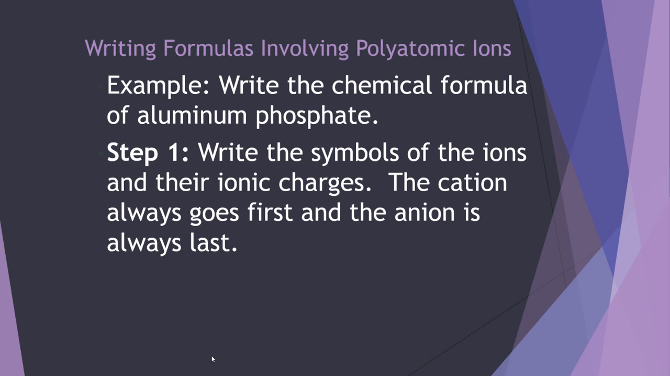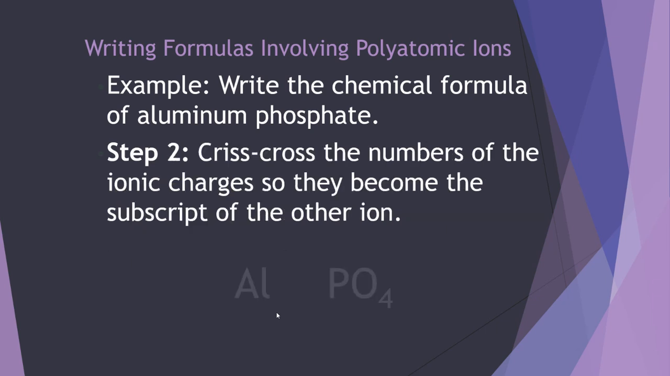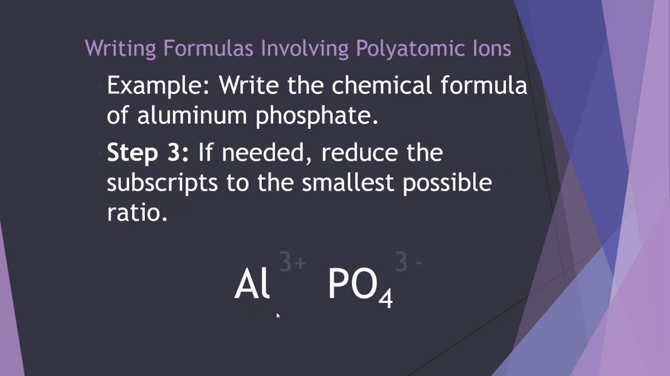So writing formulas involving polyatomic ions. So example, write the chemical formula of aluminum phosphate. So step 1, write the symbols of the ions and their ionic charges. The cation always goes first and anion is always last. So aluminum has a +3 charge. Phosphate is PO4 and has a -3 charge. When we crisscross them, we're going to bring them both down, and when we simplify them, they're both going to end up being a 1. So we end up with AlPO4.